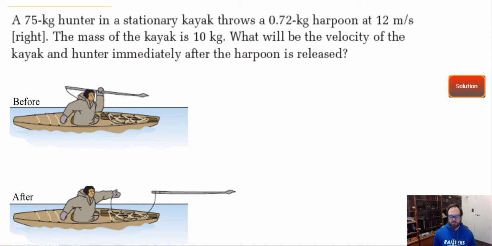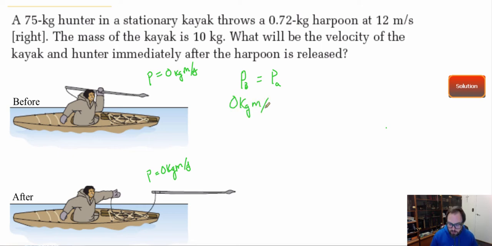So if we remember here, my net momentum, since the kayak is stationary before the harpoon's thrown, is 0. That means my momentum after, since conservation of momentum, the net momentum of the kayak and the hunter and the harpoon must also be equal to 0. So we start this off, we know my before must equal my after. So with that in mind, we know my total initial momentum, before he throws the harpoon, is 0. And now I have two different momentums. I have the spear going that way, and I'm going to have the kayak and the hunter going another way.